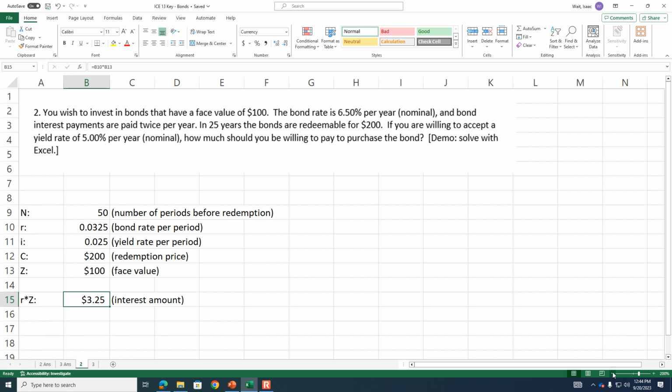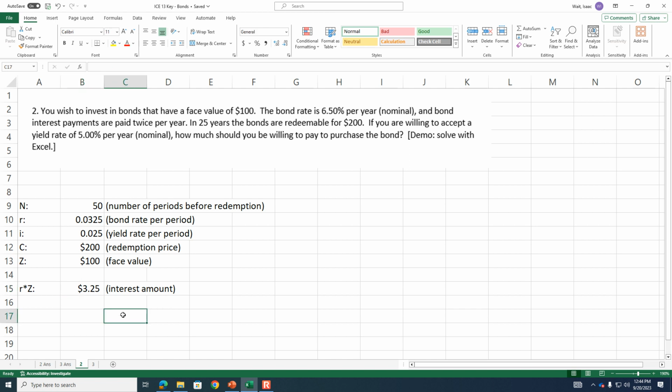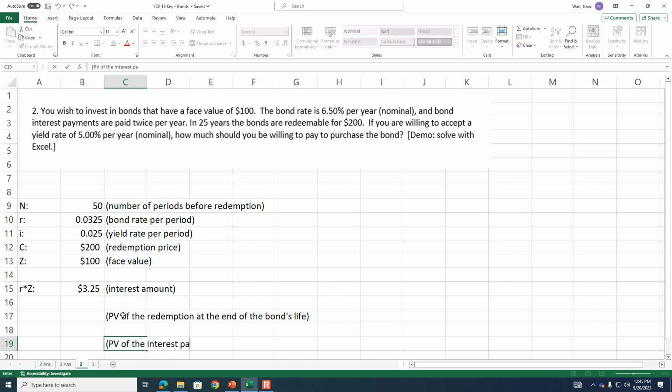Now, does anybody remember what are the two pieces of value in a bond? There's the PV of the redemption at the end of the bond's life, and then there's the PV of the interest payments. Okay, so the PV of the redemption at the end of the bond's life. We want to find out today what is $200 in the future worth. If you're getting $200 50 periods from now, what is the present value of that?